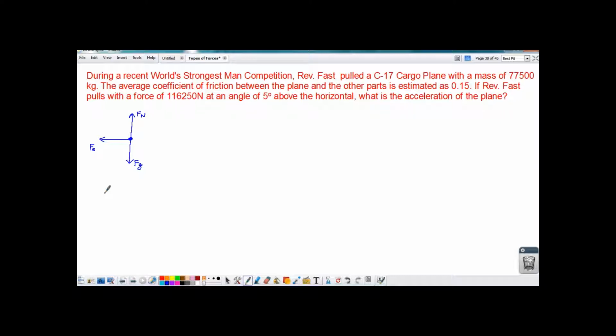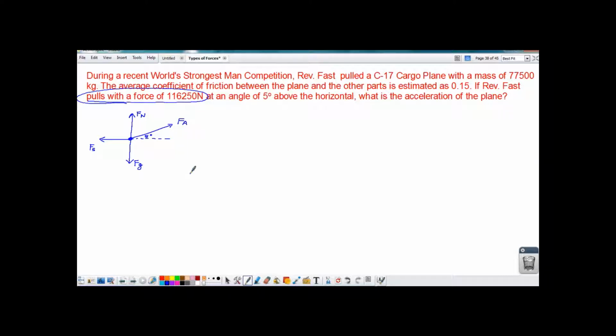And then we've got this other force. It says he's pulling with a force of 116,250 newtons. That is the applied force, the force he is applying to the plane, and he's pulling at an angle, 5 degrees above the horizontal. That force we do know, and it's the applied force. So I've got my picture drawn.